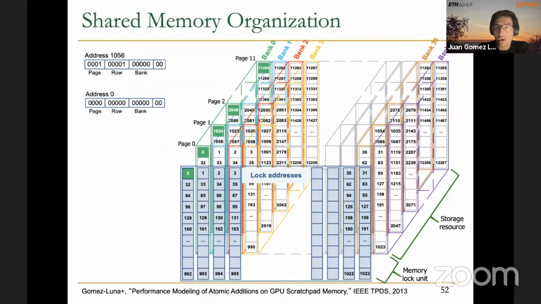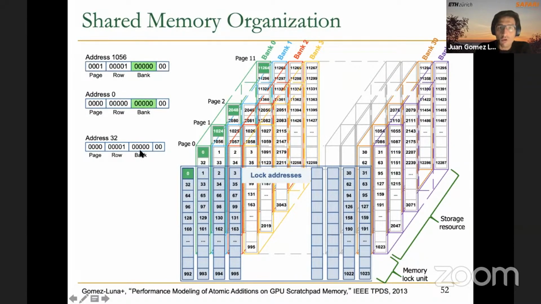And now we can also check where is address 0. Address 0 is in page 0, row 0, and bank 0. And this is address 32, in page 0, row 1, and bank 0. So if we focus on these two, 1056 and 0, we see that they share the bank bits. They are in the same bank. And what this means is that when accessing these two addresses, we will incur a bank conflict.